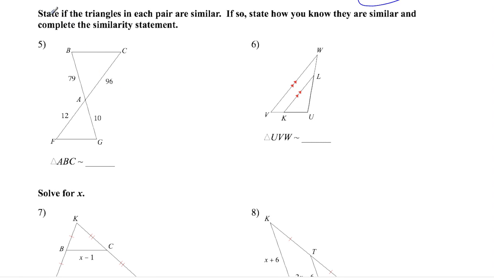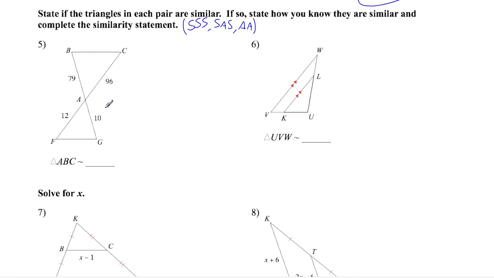All right, here, state if the triangles are similar in each pair or not. Okay, so for number 5, remember there are three theorems: side, side, side, side, angle, side, and angle, angle. With number 5, we don't have 3 sides, so it can't be side, side, side. No angles are listed, so maybe not angle, angle.